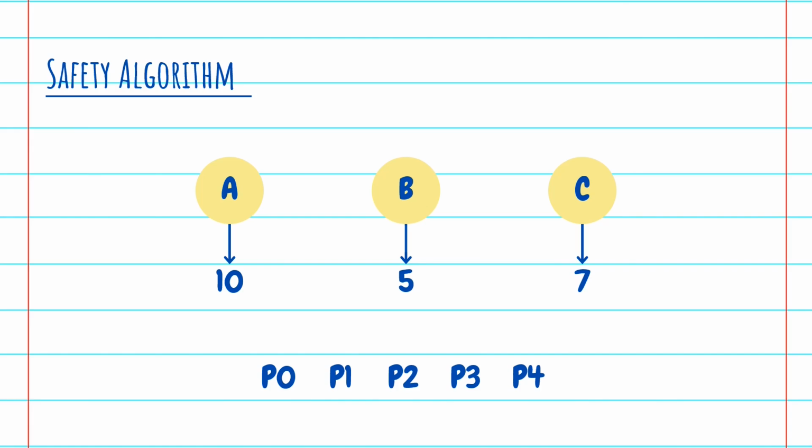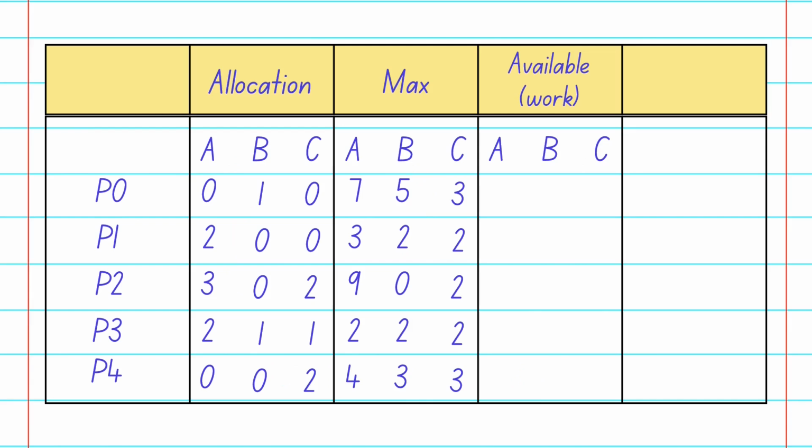Here, the allocation block specifies the resources currently allocated to each process, and the max block specifies the maximum demand of each process. Now we have to find out how many available resources there are. So concentrate on the allocation block. We have processes P0 to P4 and 3 resources A, B and C. Resource A has 10 instances, as we have seen earlier.